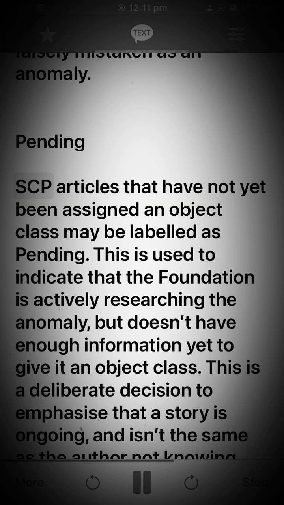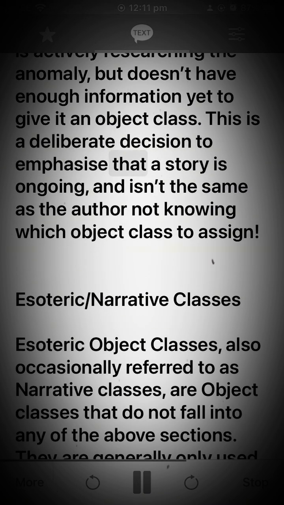Pending. SCP articles that have not yet been assigned an object class may be labeled as pending. This is used to indicate that the Foundation is actively researching the anomaly, but doesn't have enough information yet to give it an object class. This is a deliberate decision to emphasize that a story is ongoing, and isn't the same as the author not knowing which object class to assign.